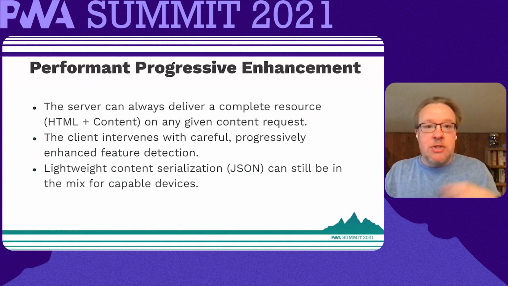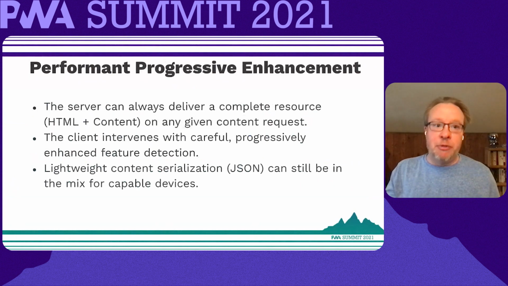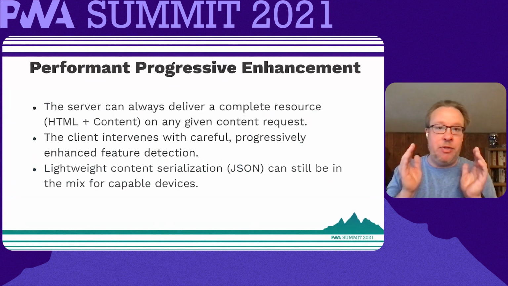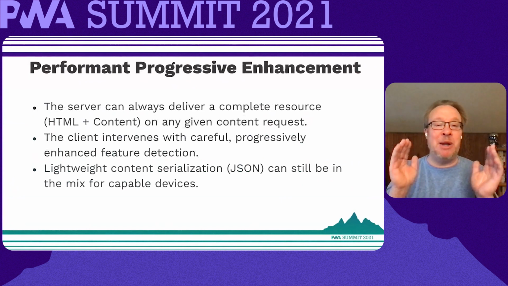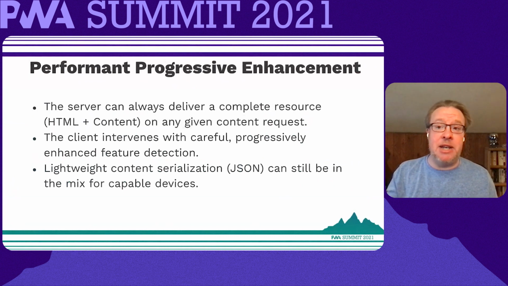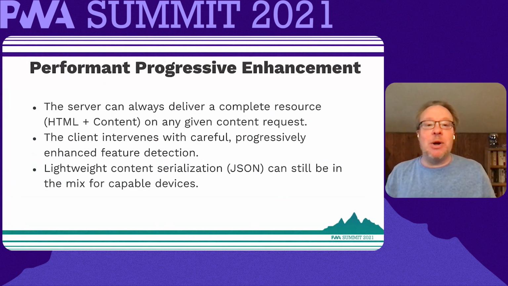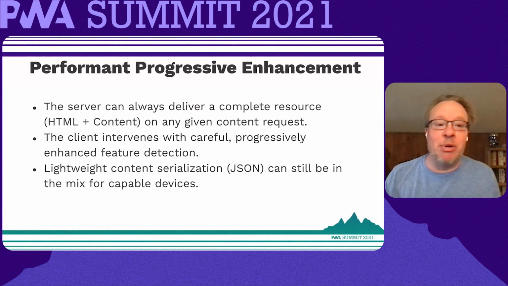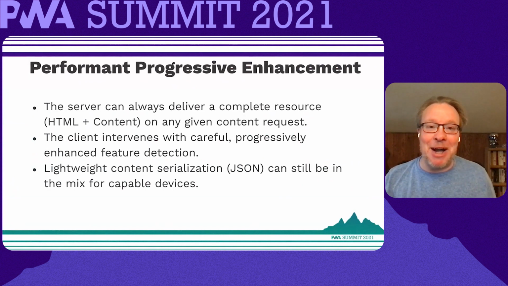All right. So to return again to our notion of performant progressive enhancement, the server can always deliver a complete request. And here I'm really focused just on the content. There's plenty of room to talk about assets and CSS, but particularly for a mental health intervention, the most important thing is the content and making sure that our users are able to access that. So we look to make sure that the server can always deliver a complete resource on any given request, and that the client is always going to be carefully and progressively enhanced, doing some kind of feature detection to sort of build upon those lower level things.